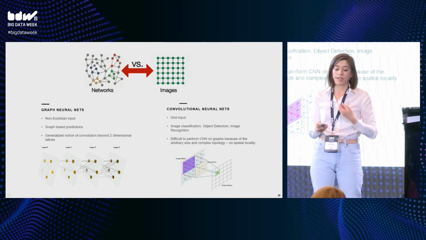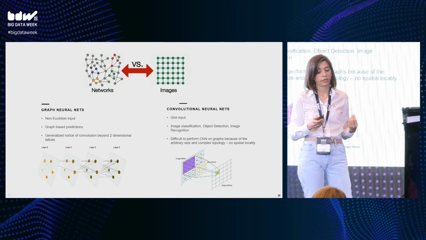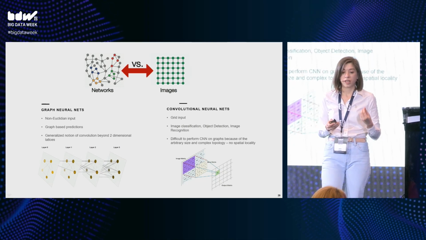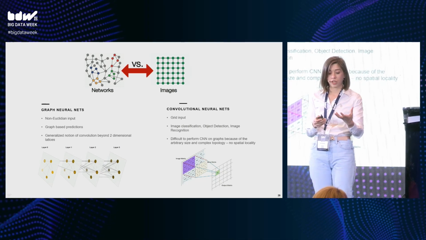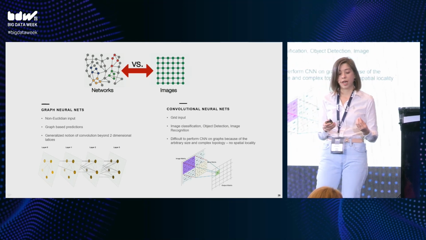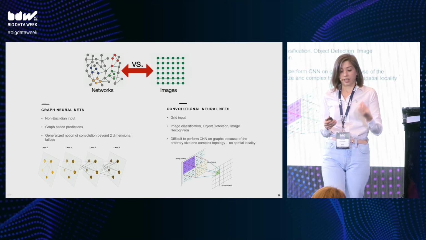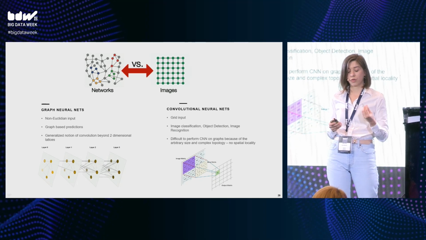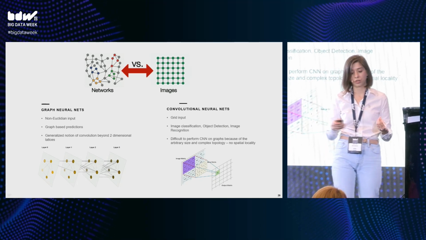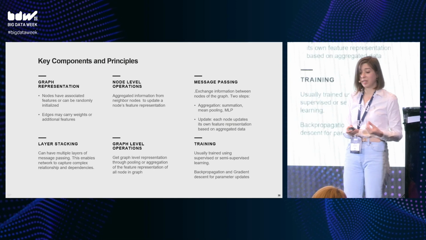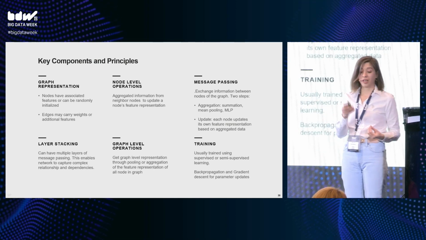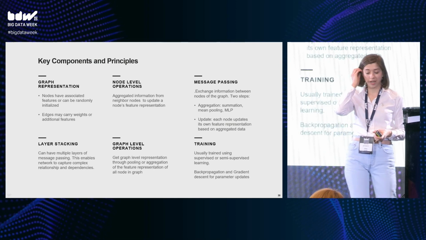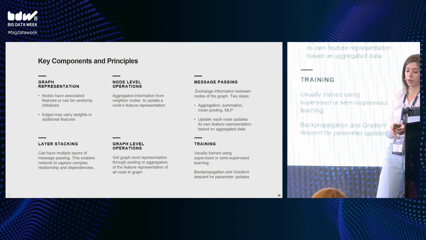Well, this is what graph neural networks come to solve. They accept non-Euclidean input, which is the graph, and is not structured. And they introduce this notion of generalized convolution beyond the two-dimensional space. Right. And these are the key components and principles of graph neural networks.